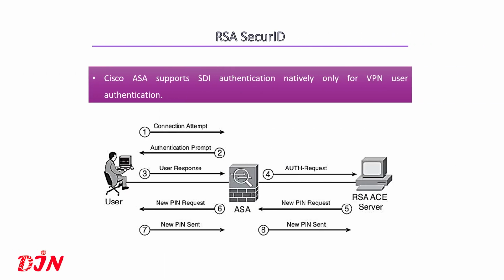RSA SecurID. RSA SecurID SDI is a solution provided by RSA Security. The RSA ACE server is the administrative component of the SDI solution. It enables the use of one-time passwords. Cisco ASA supports SDI authentication natively only for VPN user authentication.